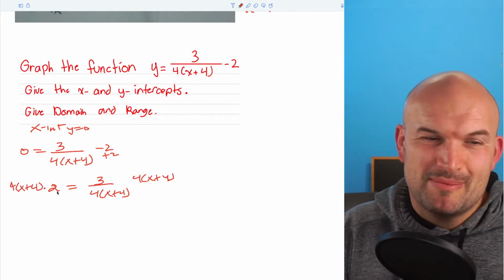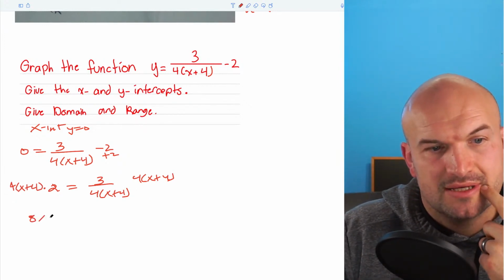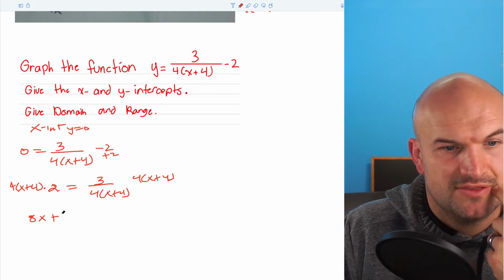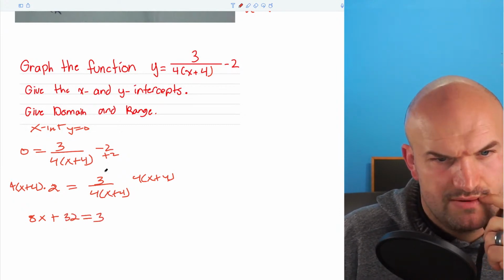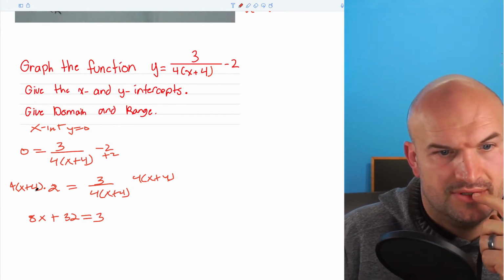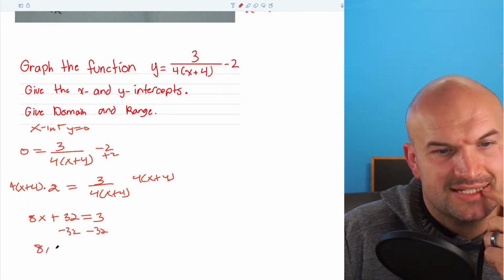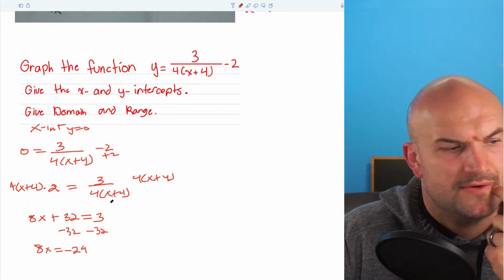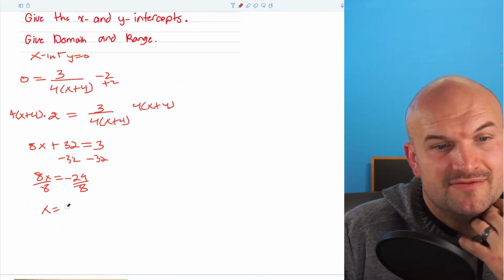Okay, and again, that's already multiplied by 2, so I can technically multiply everything by 8, right? So that's going to be 8x plus 8 times 4 is 32 is equal to 3. So, right? Yeah, yes, plus 2, 4, 8. Yep, looks good. And then you'll subtract 32. 8x is equal to negative 29. And divide by 8, and then x equals negative 29 over 8.